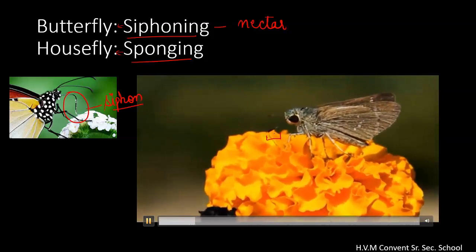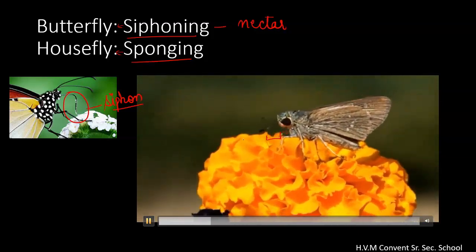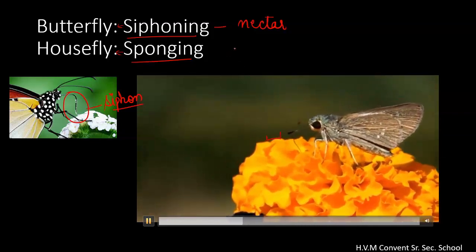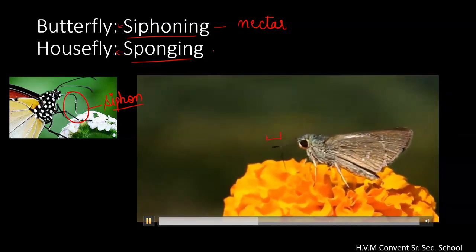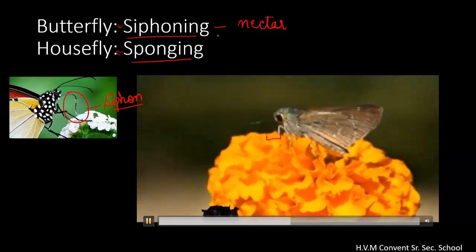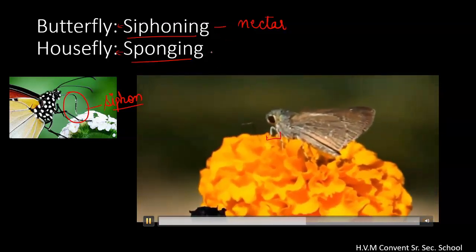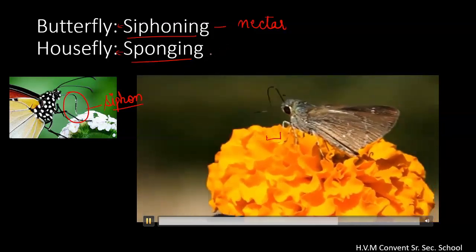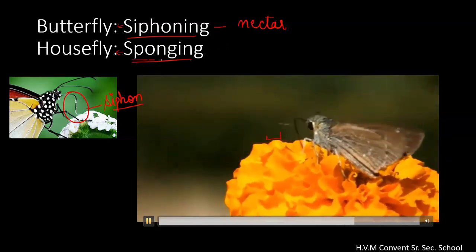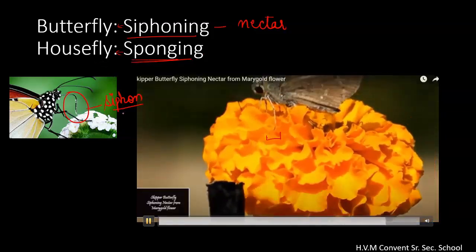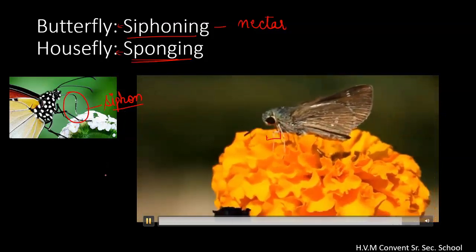So this is how it sucks the nectar from the flowers. Then comes the housefly. Houseflies eat almost everything by sponging. Sponging is also similar to siphoning basically, that is with the help of suction. So by sucking the food, which is also known as sponging, the housefly takes its food. So this was about the different modes of taking food.